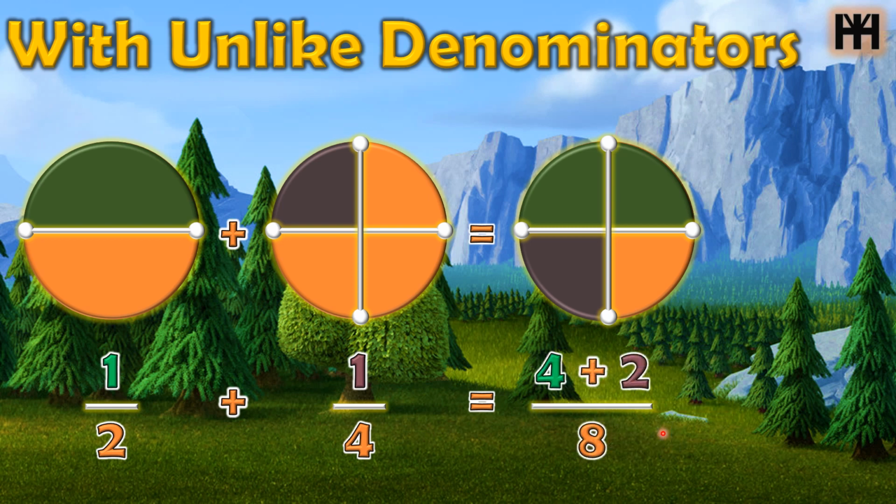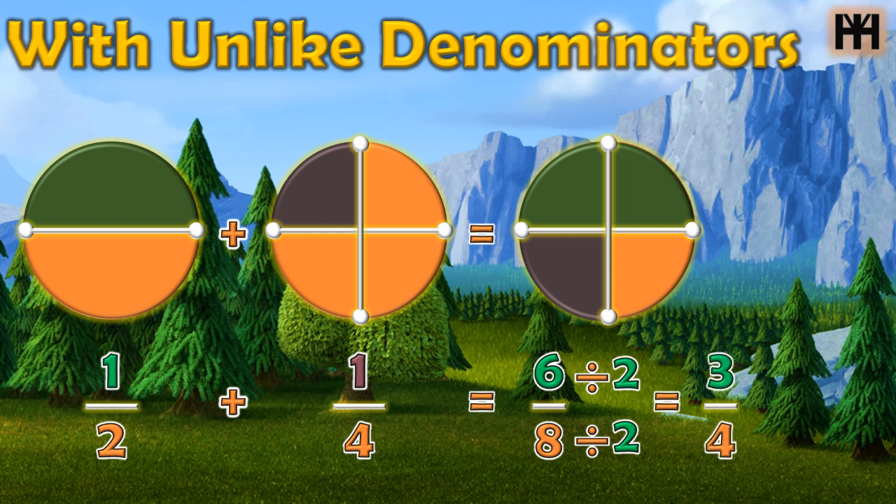It will be equal to 4, since 1 times 4 is 4 and 1 times 2 is 2. So 4 plus 2 over 8. So 4 plus 2 is 6 over 8. Okay, so it's 6 over 8 now. But we can still simplify them as 6 and 8 are even numbers. So we'll divide both by 2. Okay, so it will be 3 over 4.